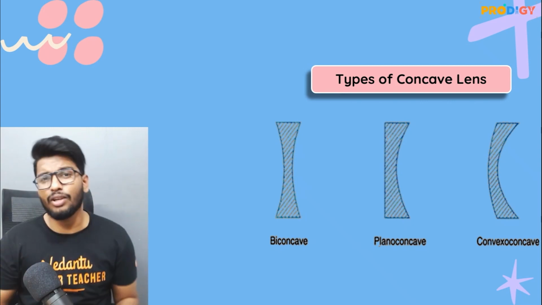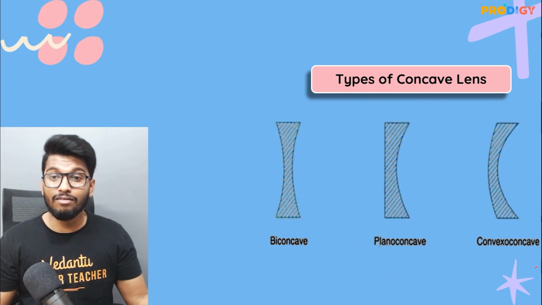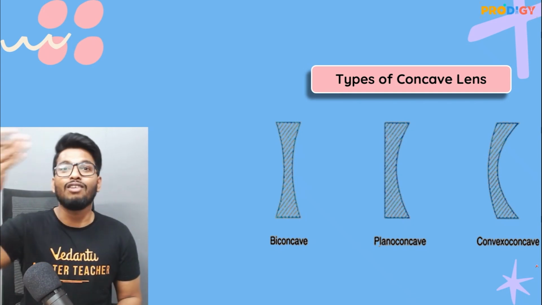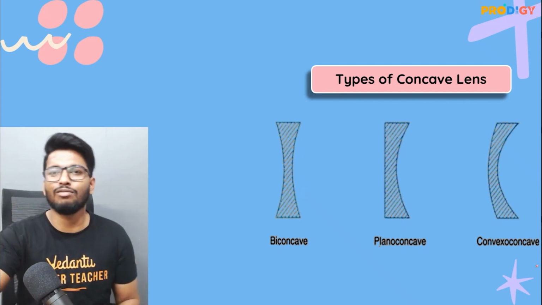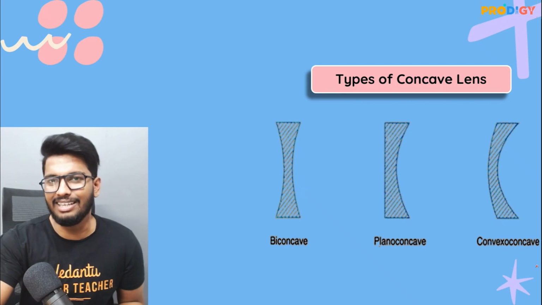So when you talk about concave lens, you have biconcave lens, you have plano concave lens where one side is plane and the other side is concave in nature. And finally, we also have convexo concave lens. It's a combination of both convex and concave lens. Again, more about this you'll be studying in the days ahead.